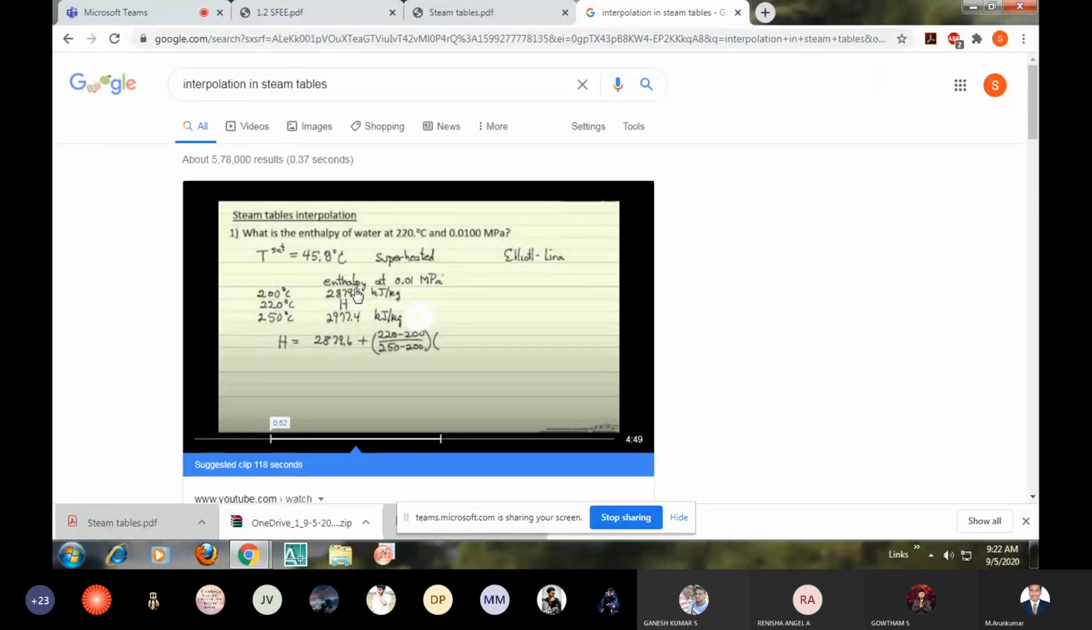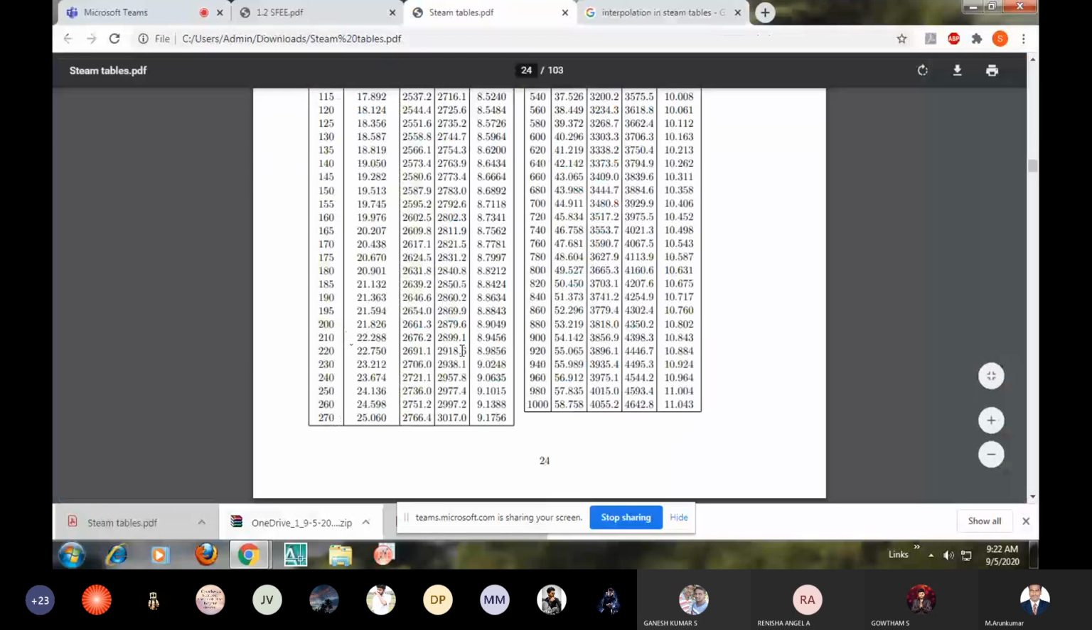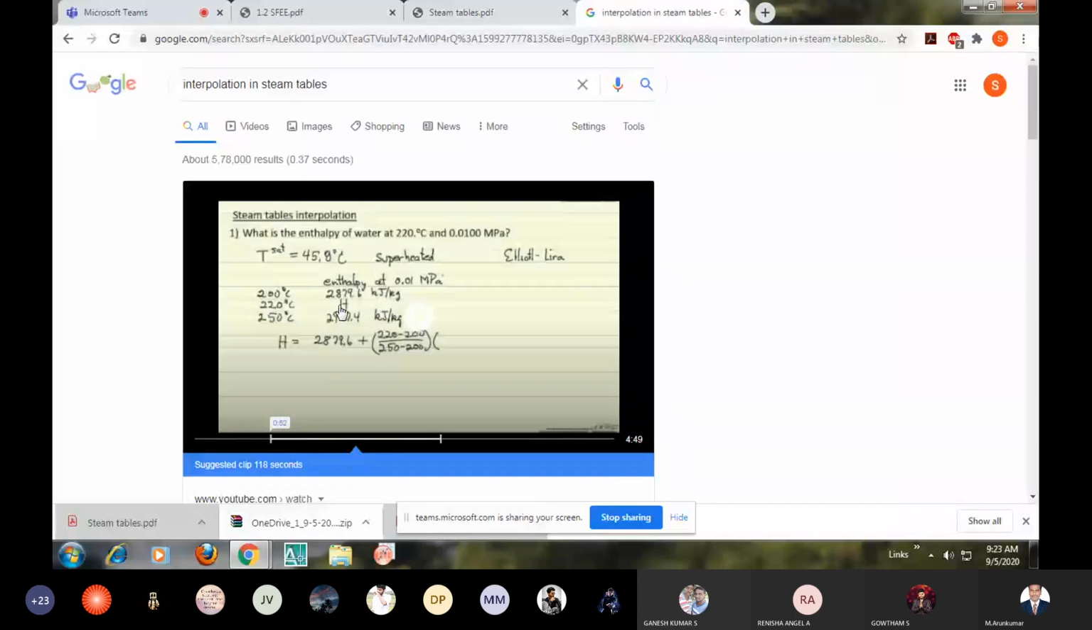We want to find the enthalpy. So we can take the enthalpy for 220 °C at 0.01 megapascal pressure. Then we can directly take the enthalpy value here. So 2918.6, approximately. Also, if there are no values for this 220, we want to use this interpolation method to get the properties at 220.